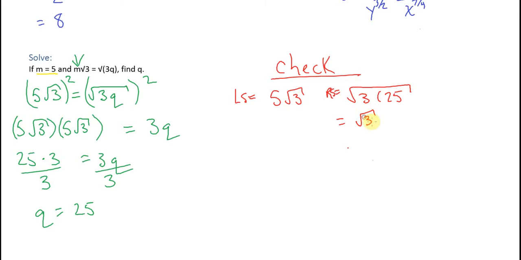Square root of 3, square root of 25, which is 5 times the square root of 3. So left side is equal to right side. If you're doing a formal proof, then you should separate it like this. If you're just doing a proof for yourself, I wouldn't be as worried. And we found the value of q. So remember, this general rule we can use with linear, with quadratics, with so many things. Sub in what you know and solve for what you don't know.